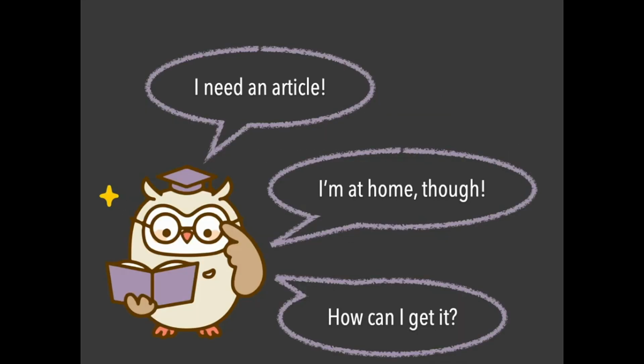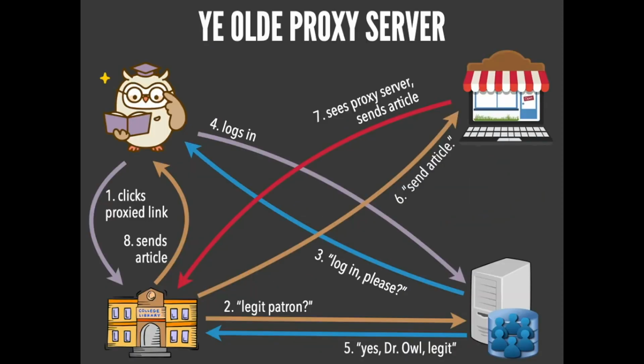But there's another user story we have to account for. Dr. Owl is working from home and suddenly they need an article. Since they don't live on campus, the content vendor can't recognize their computer's IP address as belonging to campus. So how does the library get Dr. Owl that article? What the library does is stand up what's called a proxy server, and here's a diagram of more or less how that works.